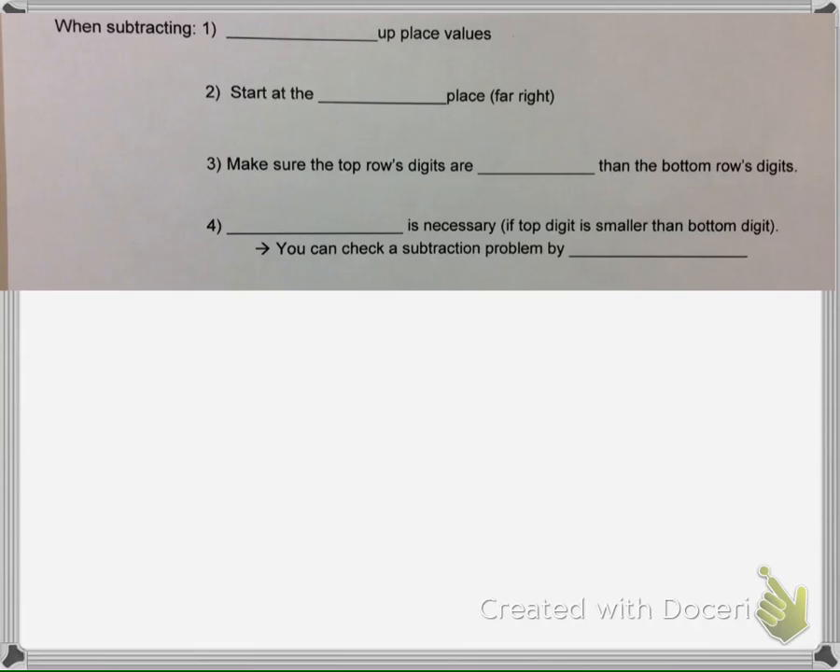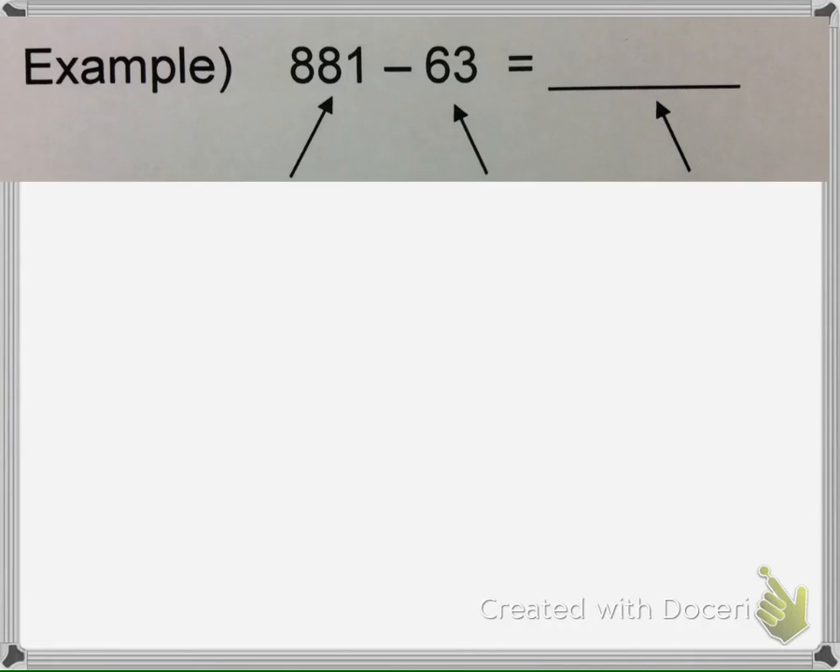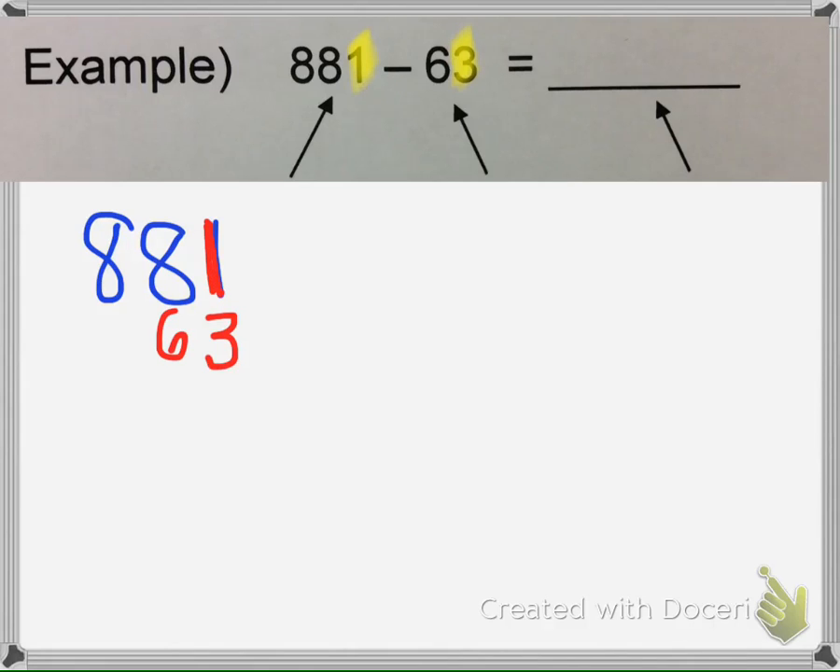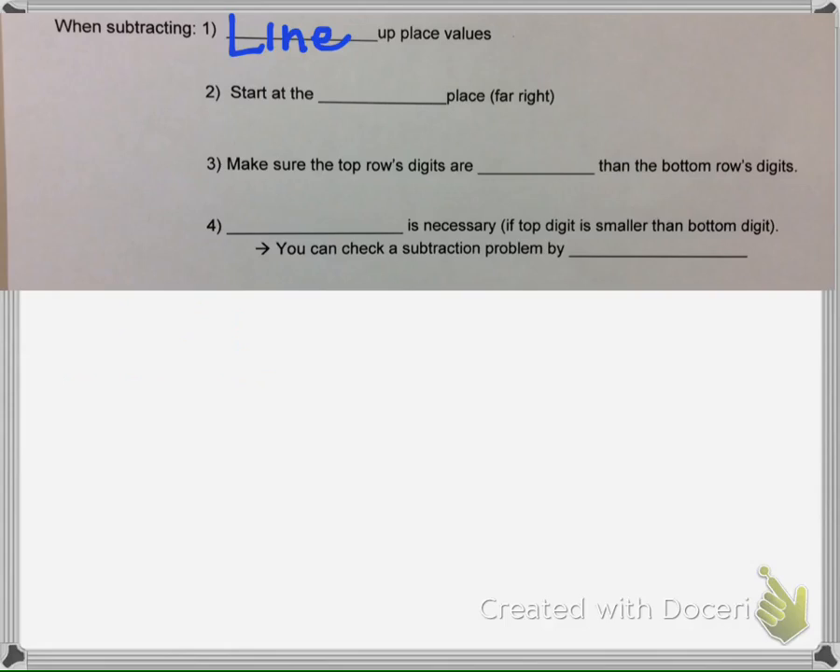Here are some steps when you subtract. The first thing is you always want to line up the place values. If we take a look at this example right here, we're going to take 881. And since the 1 is in the ones place value, and so is the 3, they're going to need to line up. The 1 and the 3 need to line up here. So that's the first step.